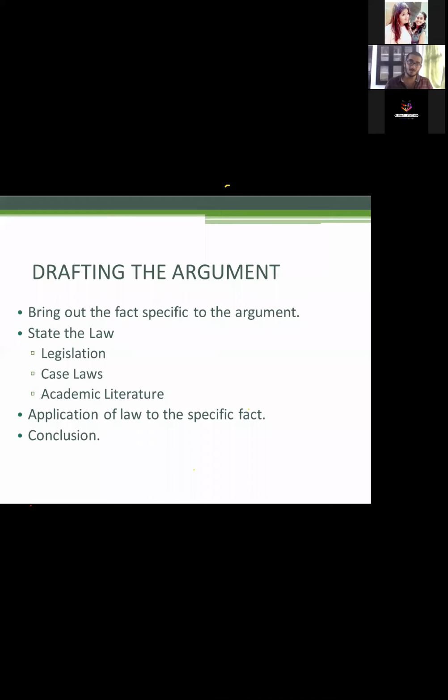And now we have the facts, we have stated the law. The next comes the application of the law to the specific fact.